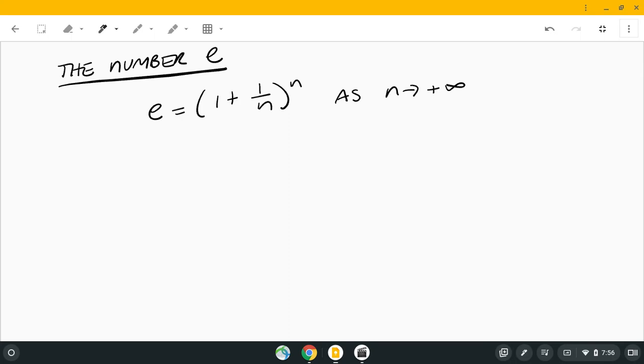Okay, so e is approximately equal to, it's an irrational number like pi, 2.71828, and it just goes on and on. But you do have this button on your calculator just like you have the pi button.